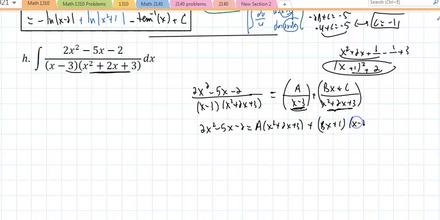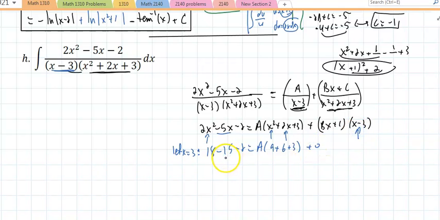Now the book will go ahead and distribute and clear things out. Before we do that, we're going to find a. How do we do that? Let x equal 3. Wouldn't that be 3? 2 times 9, 18, minus 3 times 5, 15, minus 2. A times a 3 in there, that's a 9 plus 6 plus 3. A 3 in there, that's a 0.